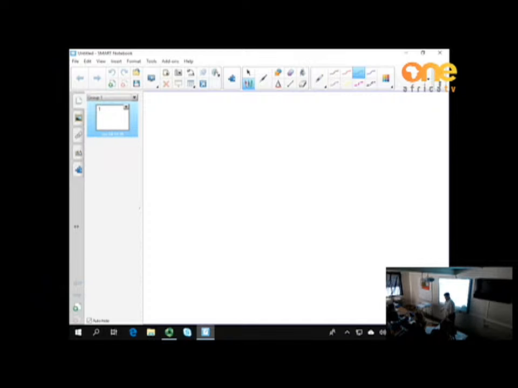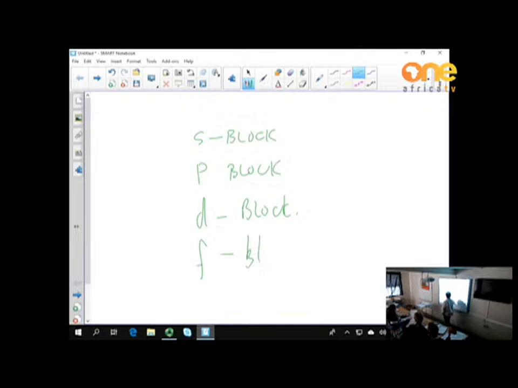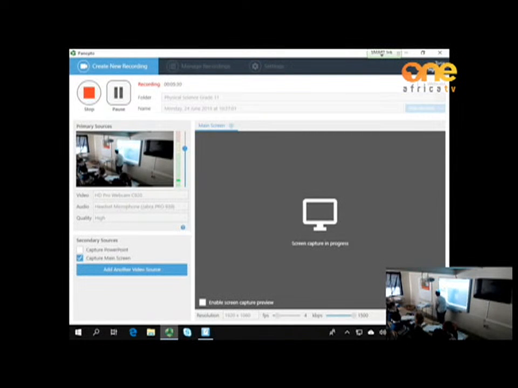Grade 11s, we are busy with the electron distribution around the nucleus of an element. And in the last period, I said to you, we can divide up the periodic table into so-called s block elements, p block elements, d block (it's actually a small letter d), and f block elements.